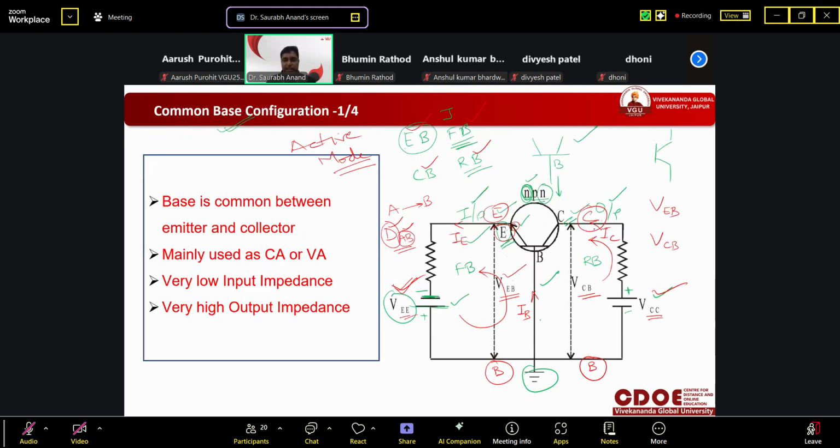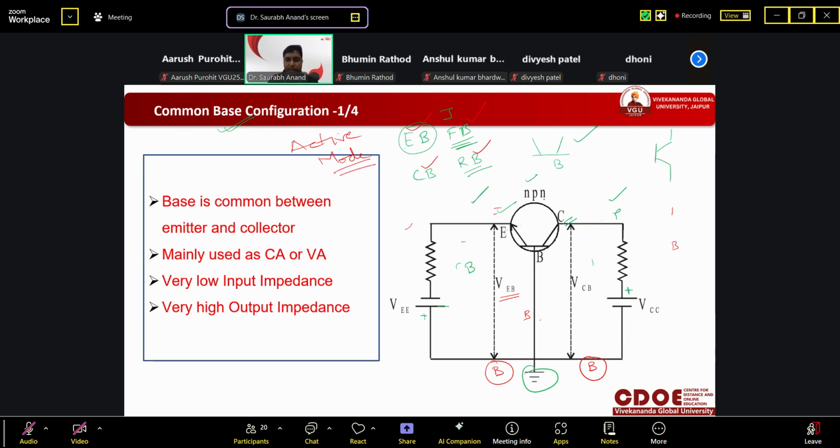So this is the circuit diagram. I am just removing it because you need to see it again. Right. So this is base. So we have to ground this. That is why we have just rotated it, so that this base line can be grounded. So this is base line and it is grounded.